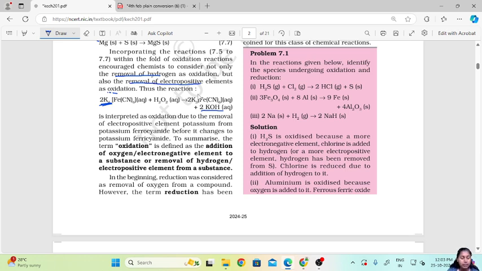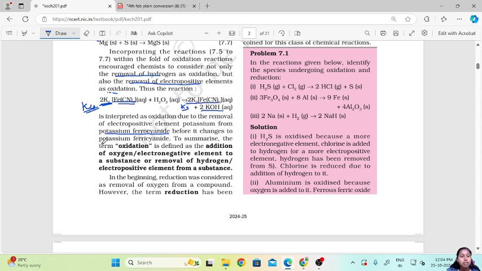So now you can see this reaction involves removal of one potassium atom, that is, initially it was K4. When it was K4, the name given to this compound was potassium ferrocyanide before it changed to potassium ferricyanide, where one of the potassium atoms is removed. From K4 it became K3. So it is the removal of an electropositive element, and this is also considered an oxidation reaction.